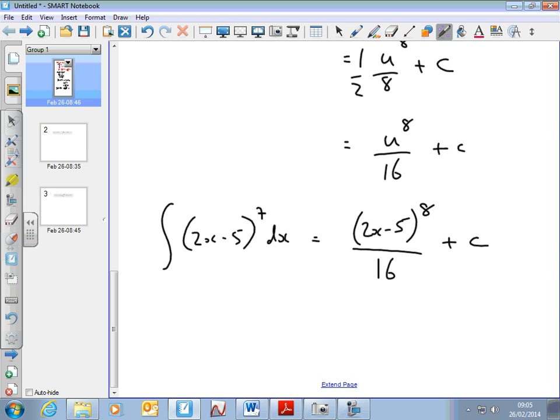So with practice I would be able to do this almost in one step. I'd say, okay, I'm going to ignore what's inside here and just integrate it. So I get u to the 8 over 8, but if I differentiate this I get 2. So that means I'm going to divide by 2 as well, so 2 times 8 gives me the 16. But that only comes with practice when you've done a few of them. So you can almost go straight from there to there once you know what you're doing with these things.